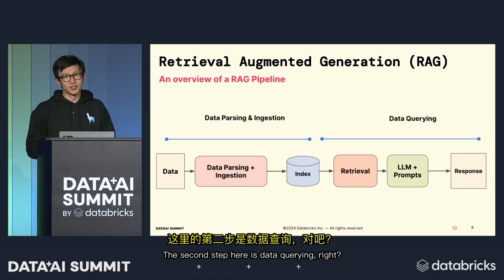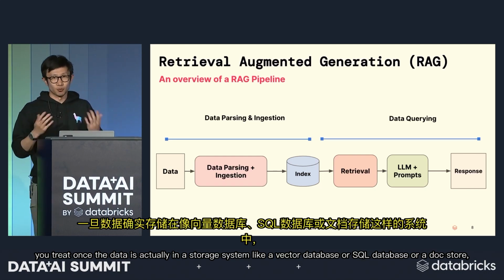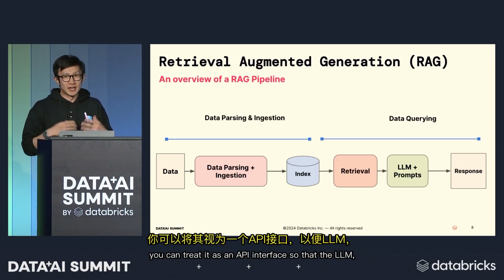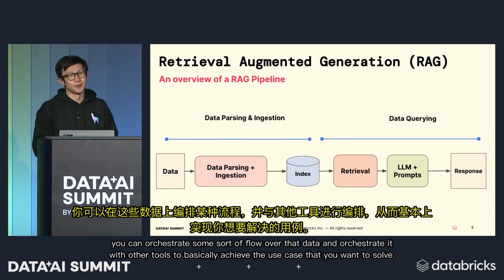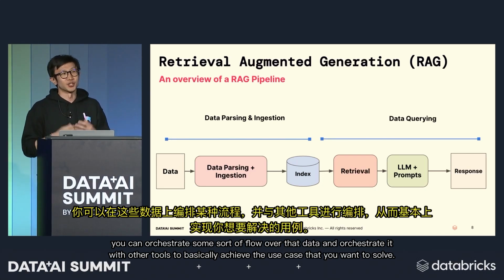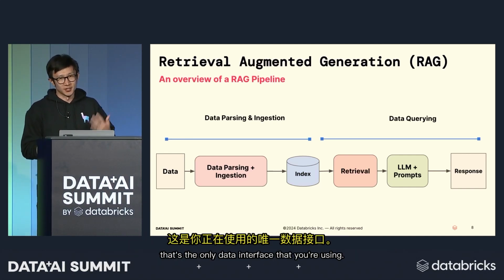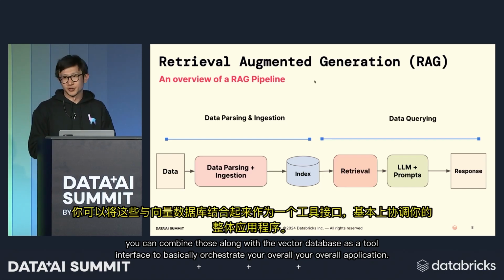The second step is data querying, right? Once the data is in a storage system, like a vector database or SQL database or a doc store, you can treat it as an API interface so that you can orchestrate some sort of flow over that data with the LLM, and orchestrate it with other tools to achieve the use case that you want to solve. If it's just chat over your data, that's the only data interface that you're using. If you have other tools or services, you can combine those along with the vector database as a tool interface to orchestrate your overall application.